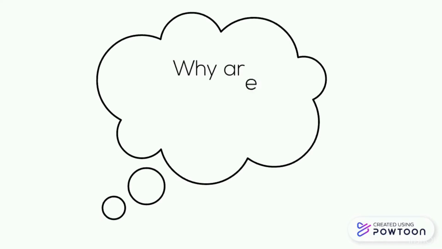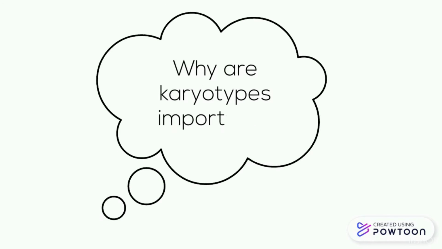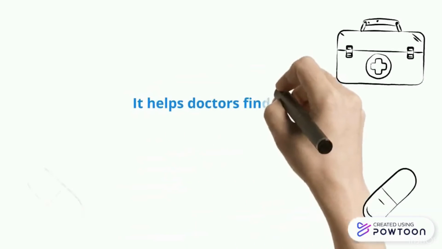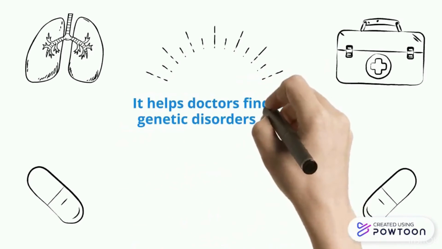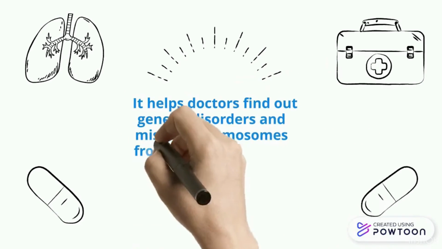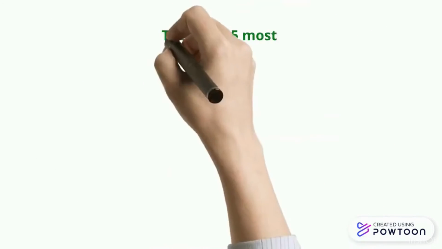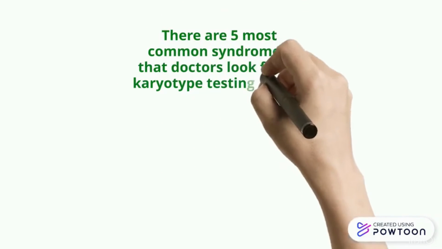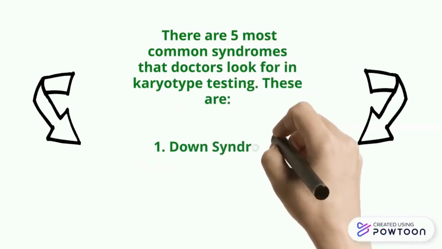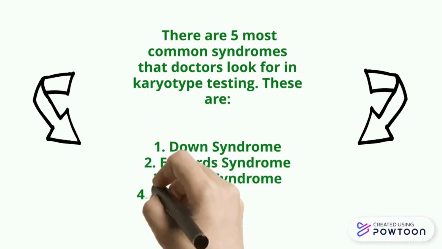Now that we covered what karyotypes are, you might be wondering why it is important in the medical industry. This is because it helps doctors find out genetic disorders and missing chromosomes from specific locations. Now let's go into more detail about the specific genetic disorders doctors look for. This includes Down, Edwards, Patau, Klinefelter, and Turner syndromes. By the way, if you're wondering, all these genetic diseases are incurable.